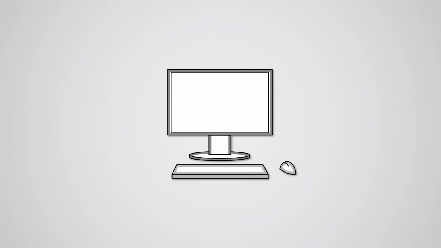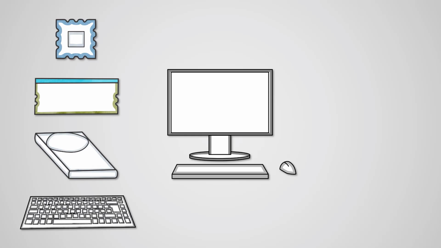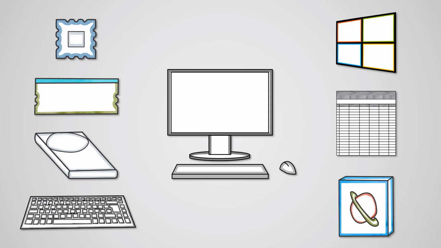All computers are made up of hardware and software. Hardware are the physical components that your computer needs to do its job, like the CPU, RAM, hard disk, and keyboard. Software are the programs that run on your computer, such as your operating system, spreadsheet, and video games.